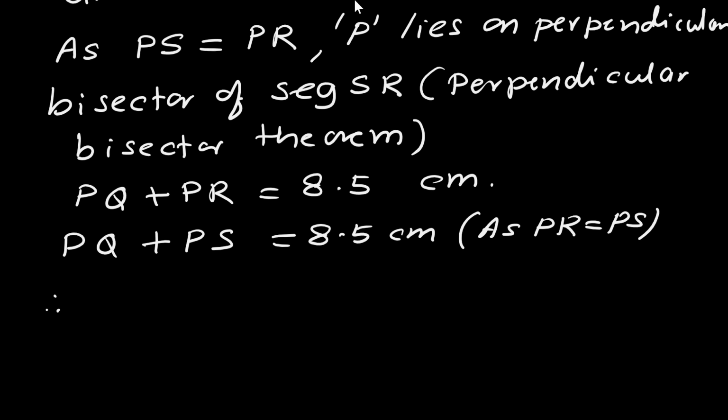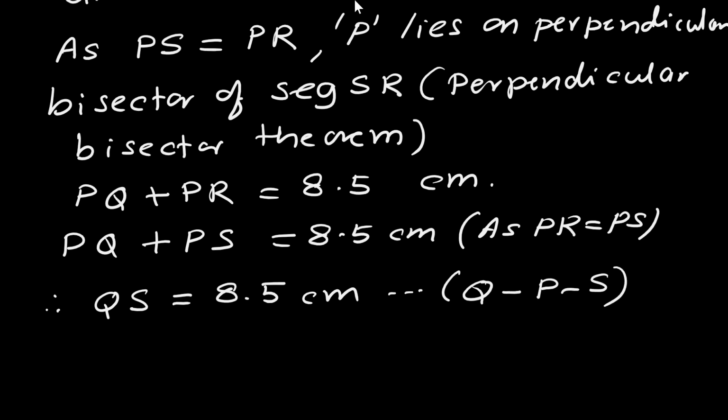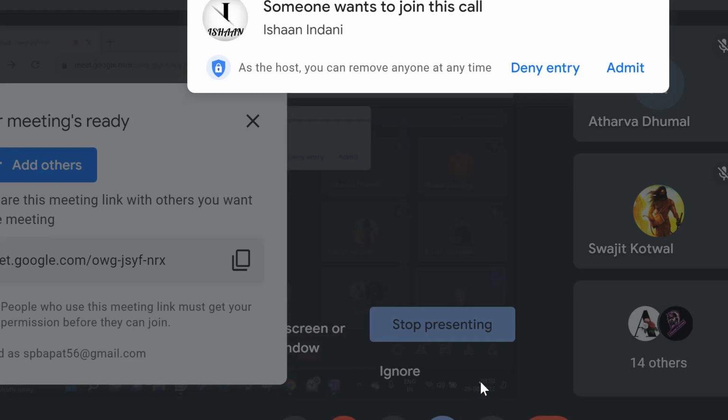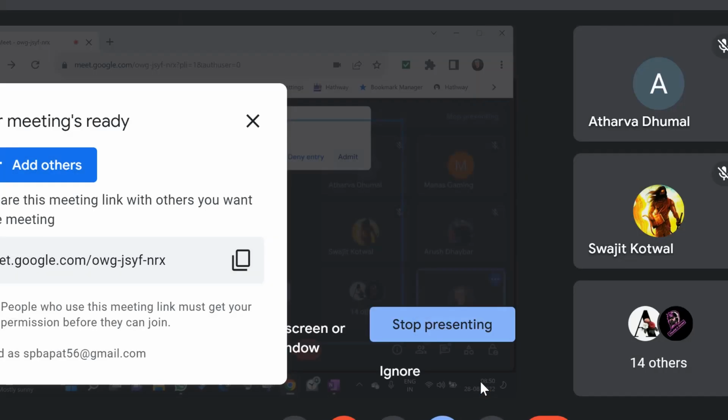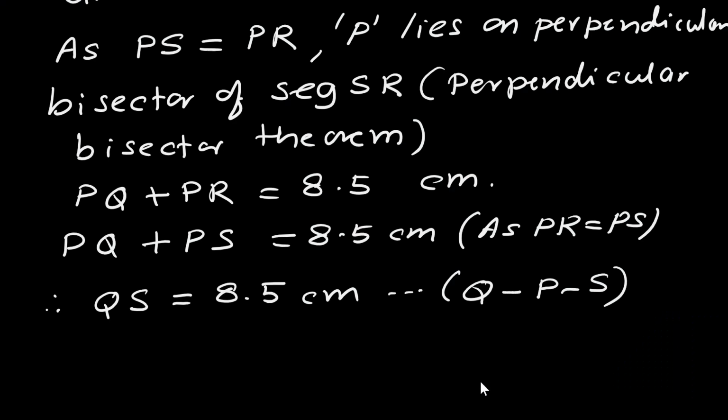Haven't you drawn the analytical figure? What is the length PQ plus PS by betweenness? QS. QS is 8.5 centimeters. Reason: Q-P-S. The final construction.